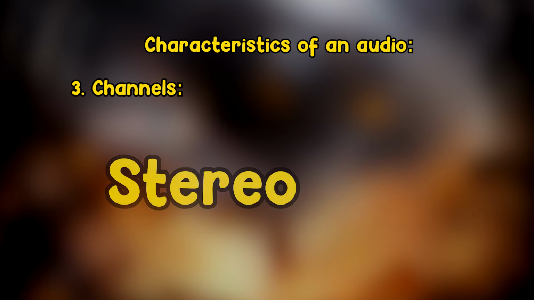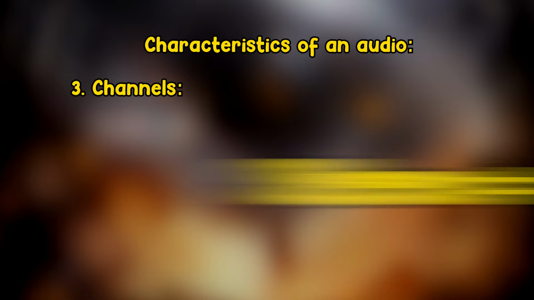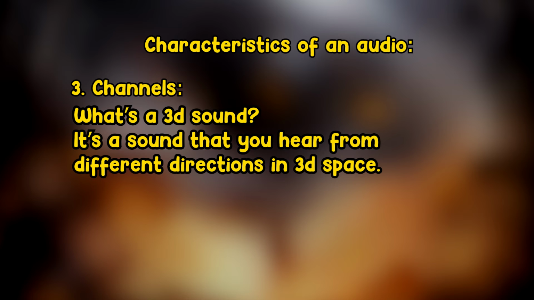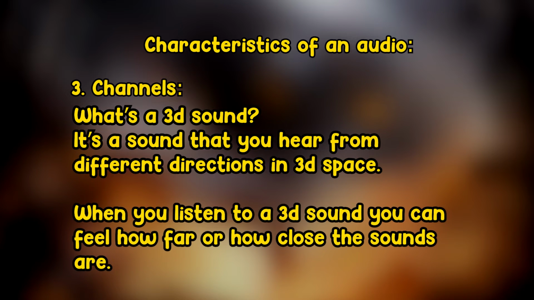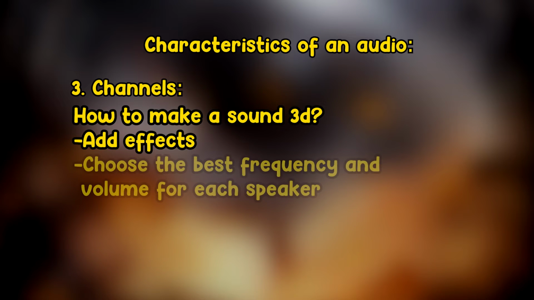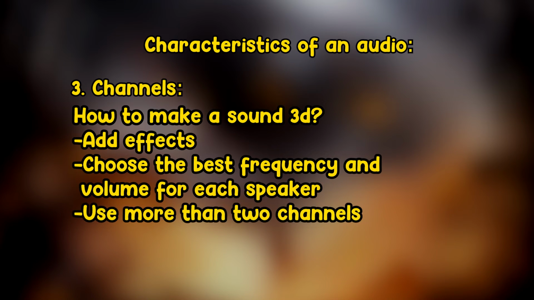A common mistake is that people usually call a stereo sound a 3D sound, but stereo is not actually 3D. Because being 3D is not just about the sound going from left to right or from right to left. It's about hearing the sounds from different directions in 3D space, or feeling how far or how close they are just by listening to them. This can be achieved by adding some effects to your sound and choosing the best frequency and volume for each speaker. Also, you may need to have more than 2 channels.